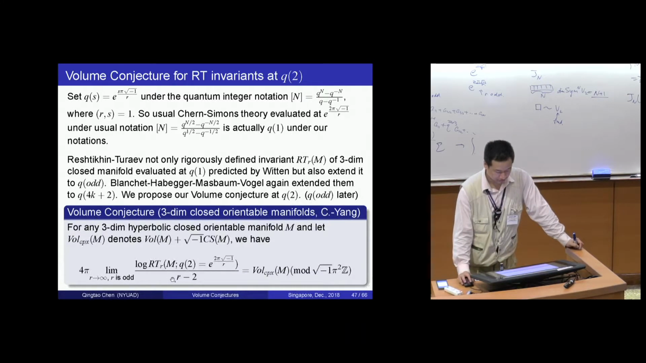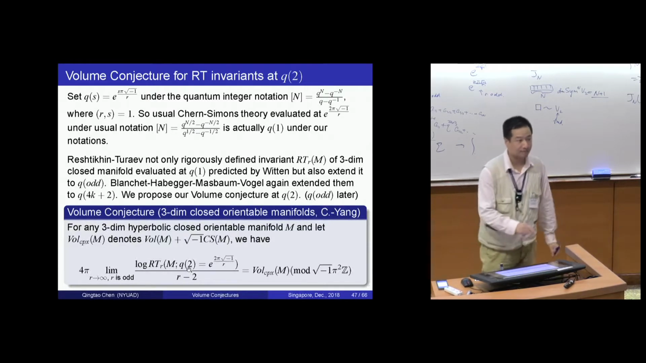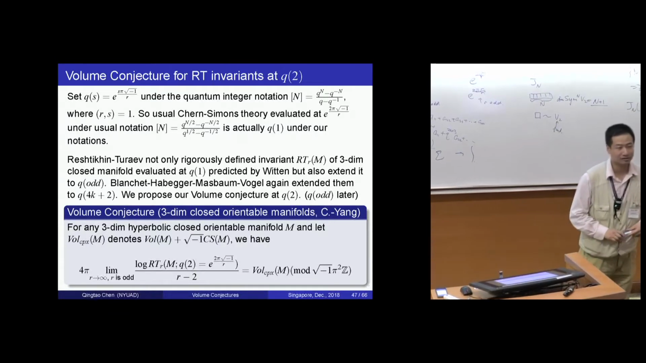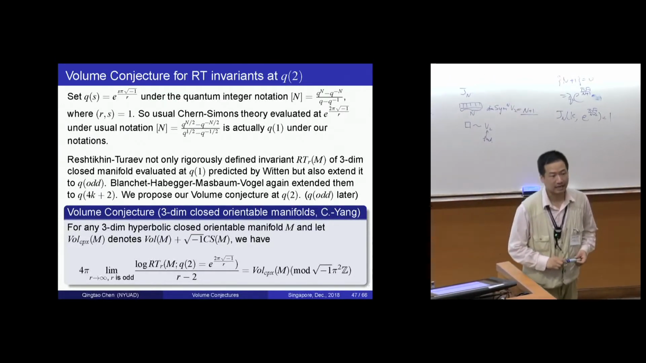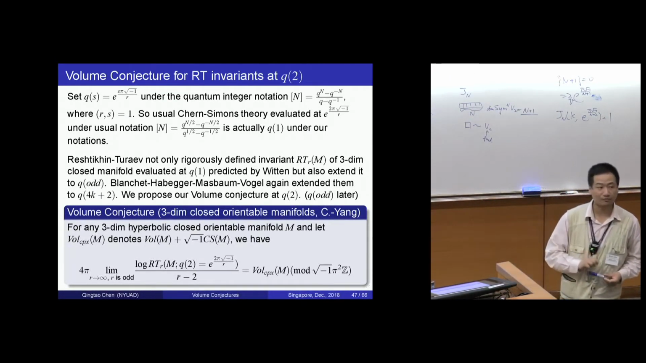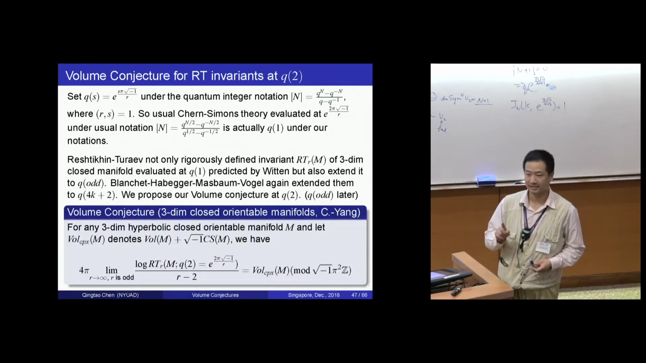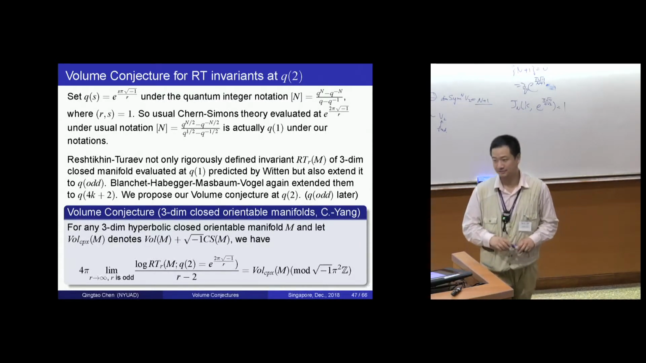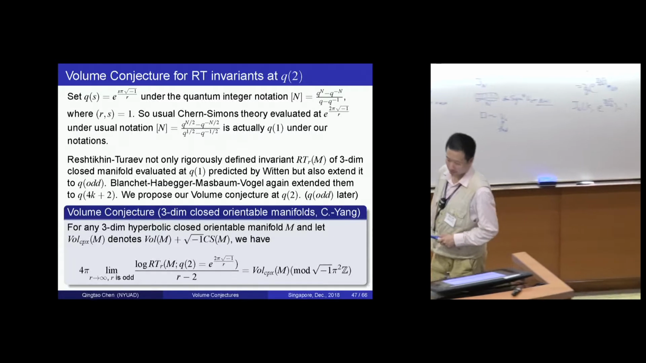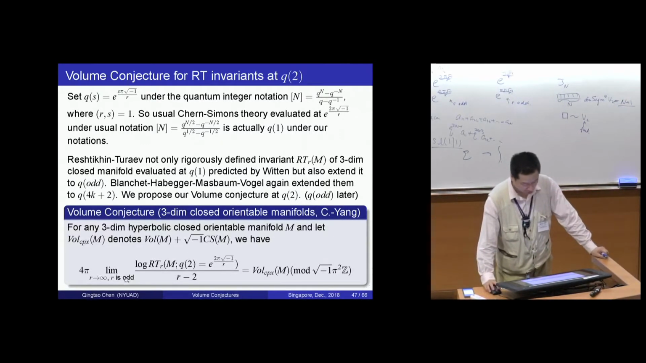Here the denominator is not essential. You can change it to Q, or to R. We use R minus 2 just to get a beautiful graph. R minus 2 is actually the level of the representation. So 2 is the rank, and R is the level plus rank. So R minus 2 is the level. That's why we get a beautiful graph. And R is odd, because here R and S should be coprime. We study Q2, so R should be odd. And this is the volume conjecture.